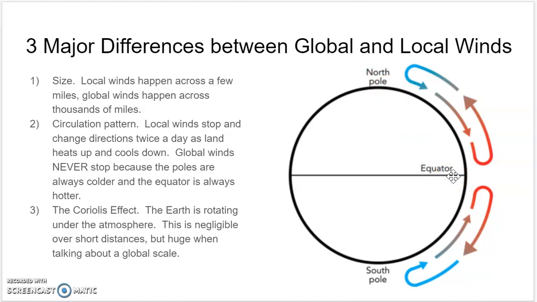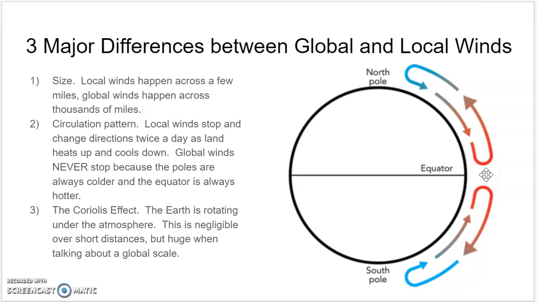Number two, though, is the circulation pattern. Because local winds change directions twice a day. When the land gets hotter, it blows towards the land, and when the land gets colder, it blows away from the land. The wind changes directions twice a day because the temperature changes twice a day. But here, there's no real change in temperature. The equator is always going to be hotter. The poles are always going to be colder. So all day, every day, we have high pressure at the North Pole because it's cold at the North Pole. We always have low pressure at the equator because it's always hot at the equator.